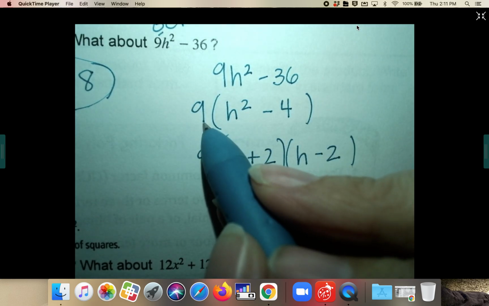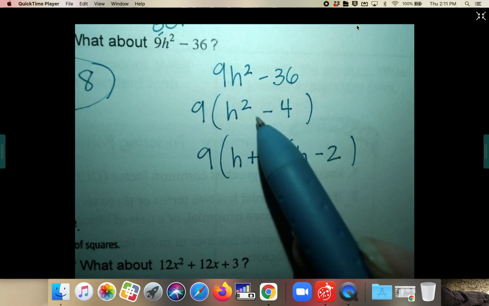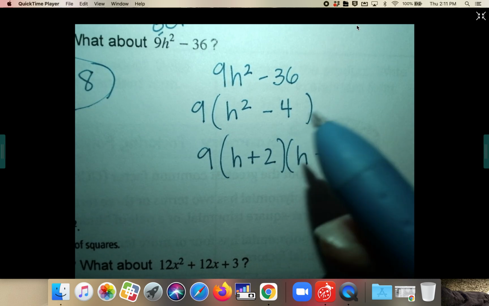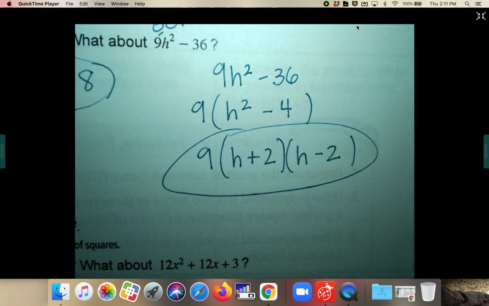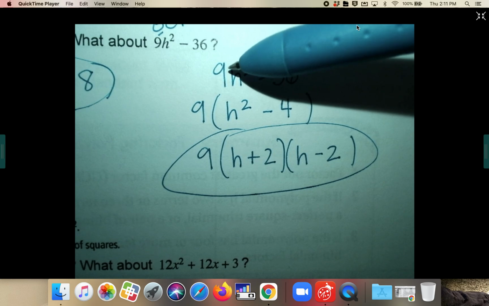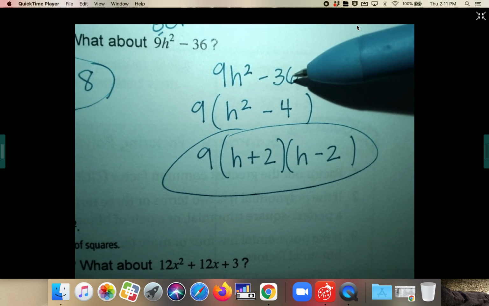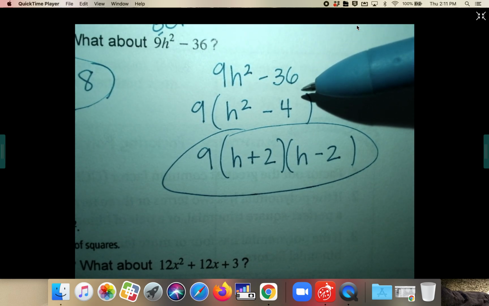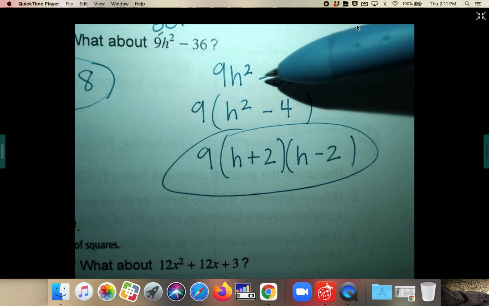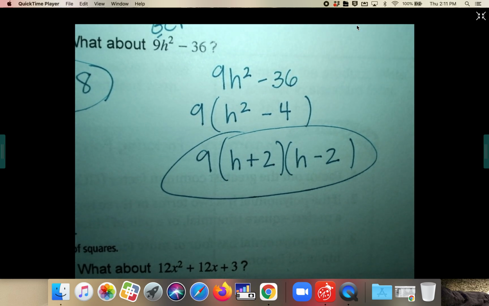Just because you factored it out, it's not gone. It's just not part of what we look to break down anymore. So this is the final answer. If you can factor anything out, you have to do that first before you even look at it and see that these are perfect squares.